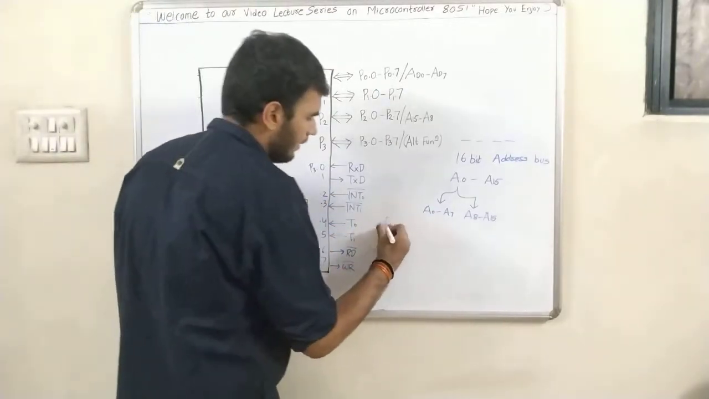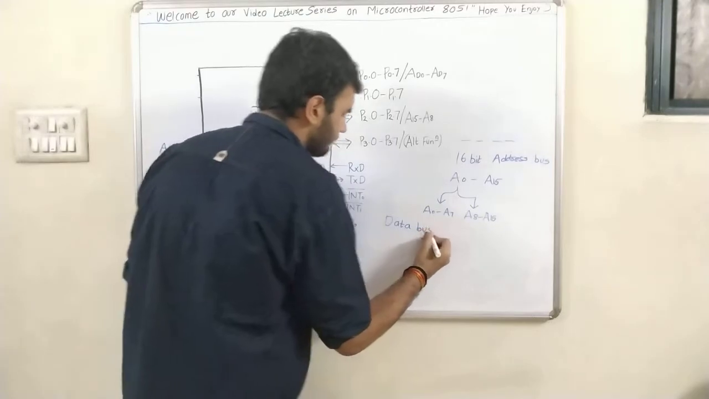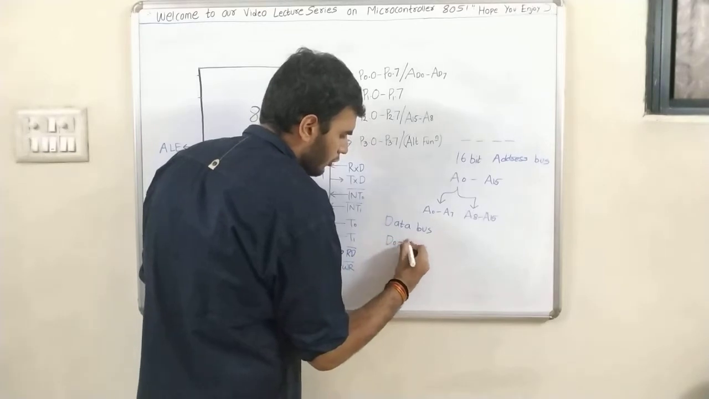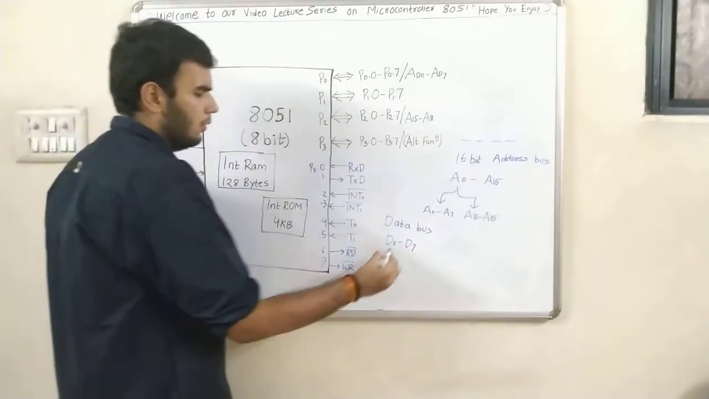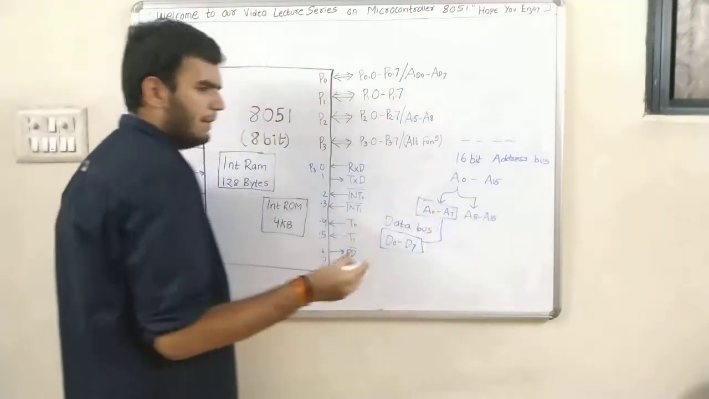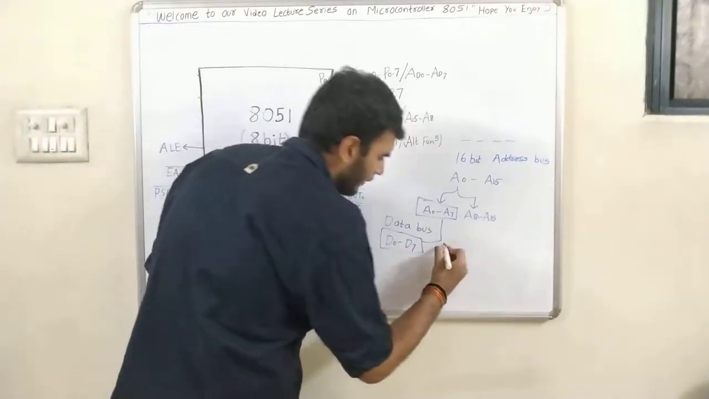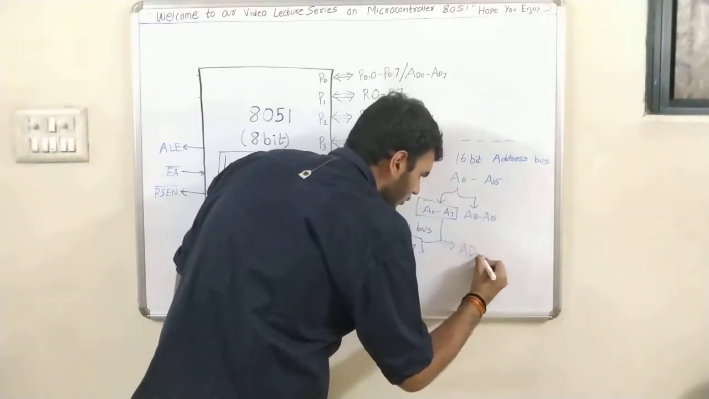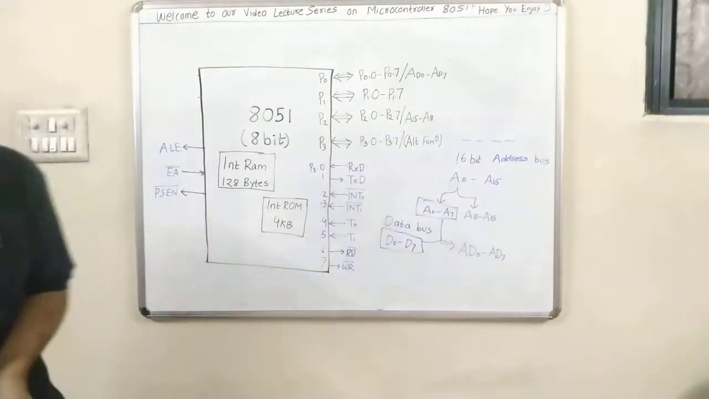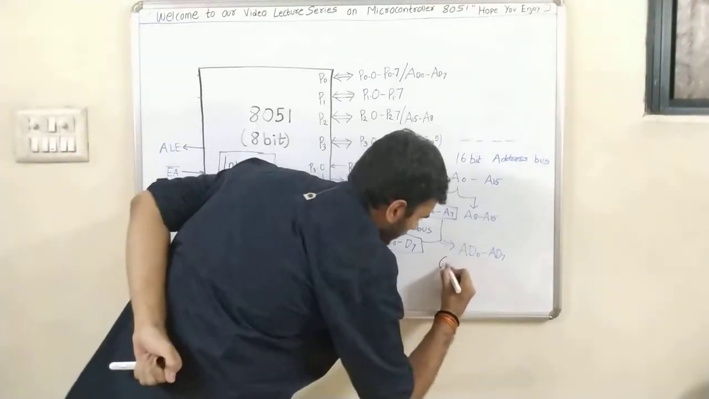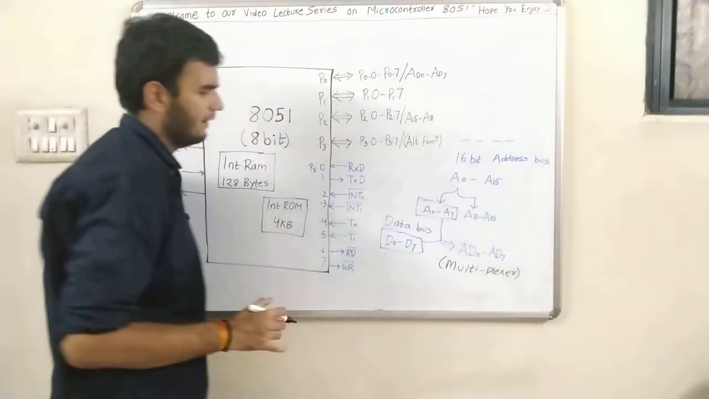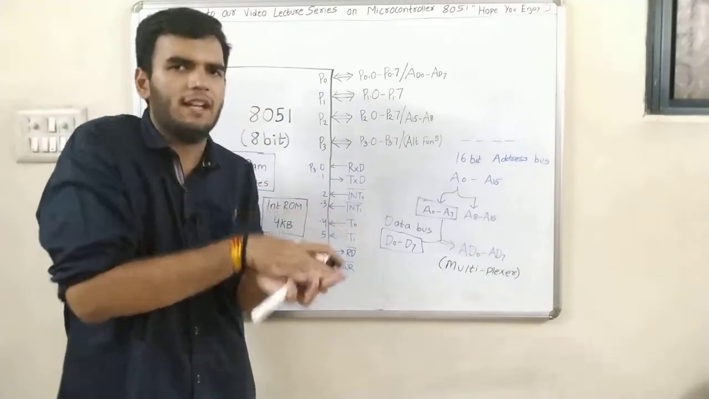Now, the data bus we know is 8-bit, so data will be D0 to D7. What we do is combine this data bus with this address bus and make a single pathway, as I explained. This will be completely called AD0 to AD7, which in technical language is called a multiplexer. It means we multiplex two buses on a single pathway.